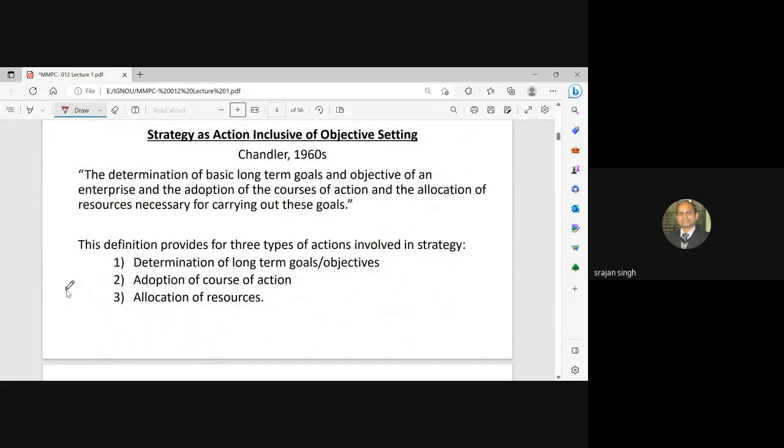This is one more definition given by Chandler in 1960s. Strategy as action inclusive of objective setting, means you have to determine first long-term goals or objectives, adoption of course of action, and allocation of resources. First, you have to identify which are long-term goals or objectives which need to be accomplished, and then out of available courses of action, you analyze all the possible alternatives, and then you adopt or choose one, and then allocate the resources. Resources are scarce in nature, and since they are scarce, we allocate resources appropriately, considering the objective or aim of the company or organization.